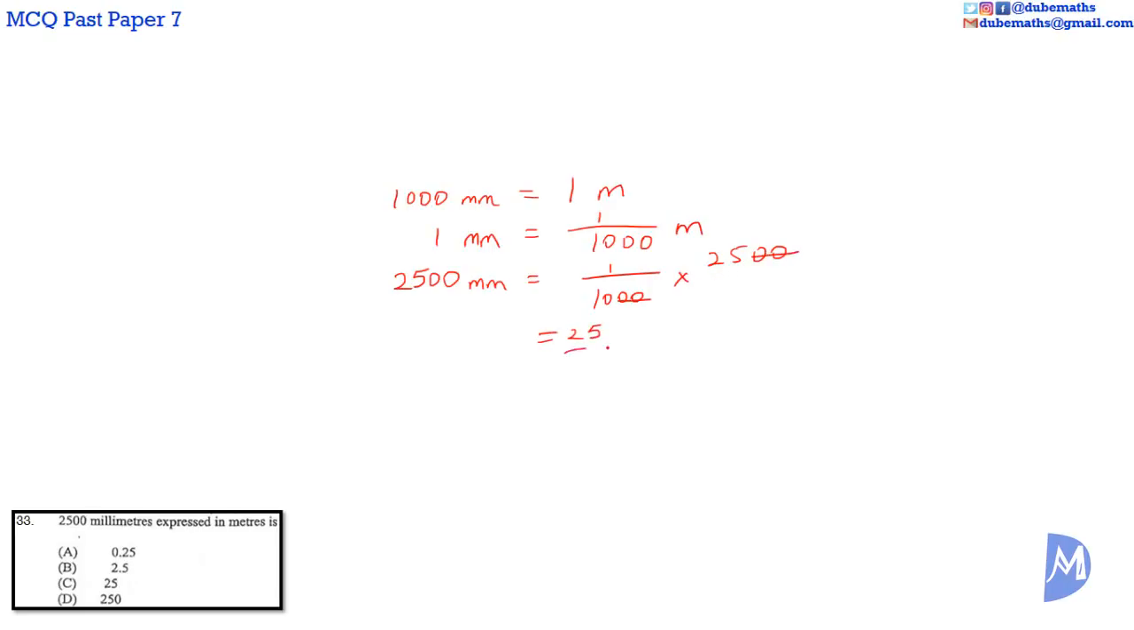There's 1000 millimeters in 1 meter. Therefore, 1 millimeter is equal to 1 over 1000 meters. And 2500 millimeters is equal to 1 over 1000 multiplied by 2500. Cancelling, 100 into 1000 is equal to 10. 100 into 2500 is equal to 25. We get 25 over 10. 25 divided by 10 is equal to 2.5. The answer is B.